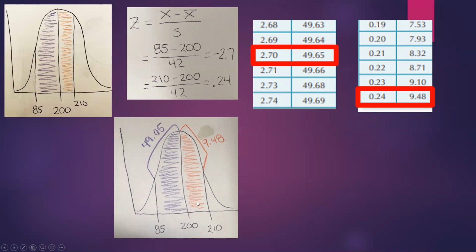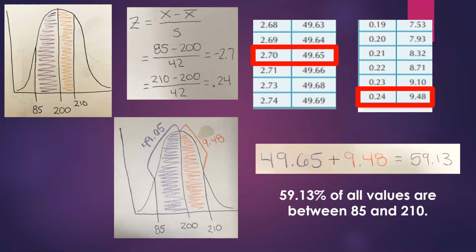How do we find the two of them together? We add them, right? So if we add the 49.65 and the 9.48, this gives us a final answer of 59.13%. So we say 59.13% of all values are between 85 and 210.